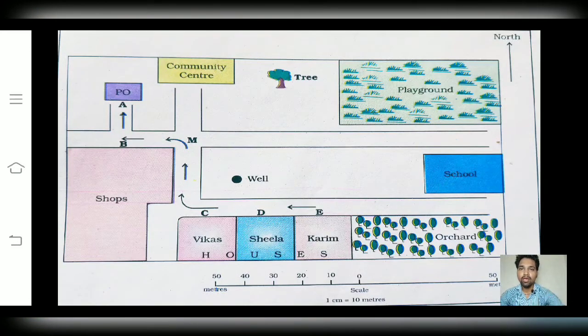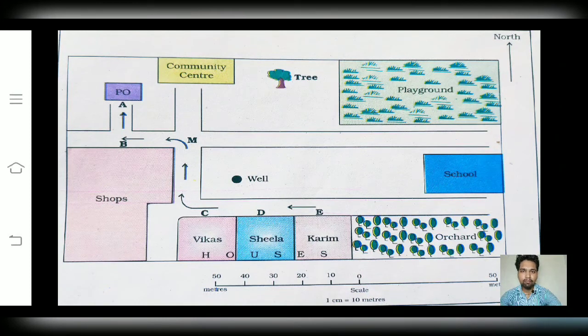Friends, here a figure is given and some information is also available. For example, here are some houses. The names of the houses are there: the first one is Vikas's house, the second one is Sheila's house, the third one is Kareem's house, and the orchard is there, the school is colored in blue, and the playground is shown with grass.